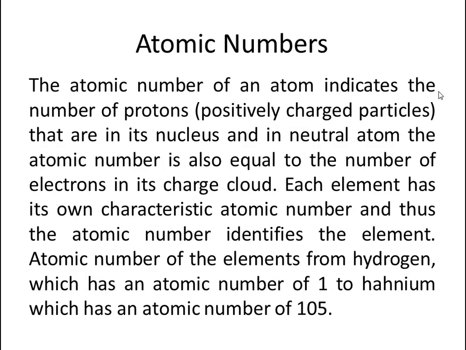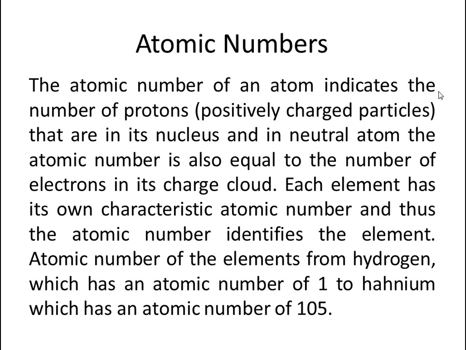Let's talk about atomic numbers. The atomic number of an atom indicates the number of protons, meaning positively charged particles, because protons are positively charged, that are in its nucleus. In a neutral atom, the atomic number is also equal to the number of electrons in its charge cloud.